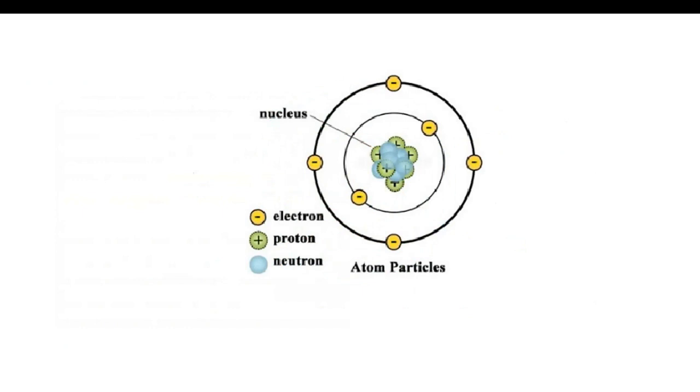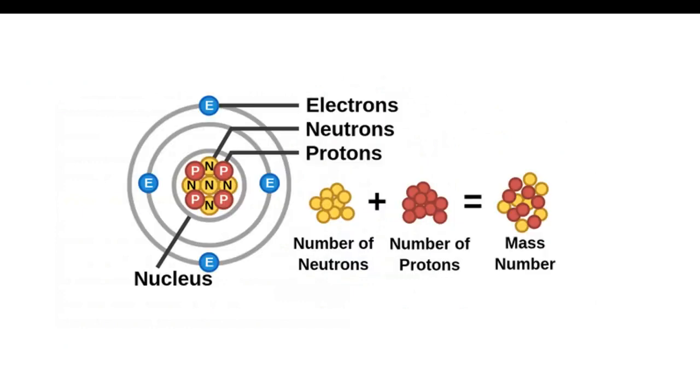This structure tells you about the charges that each of the subatomic particles contain. The blue ones, the neutrons, do not have a charge. They are neutral. They are neither positive nor negative. Protons have a positive charge, and electrons have a negative charge. So you see that electrons are placed around the nucleus in the circular shells or orbits, and the protons and neutrons are in the center as a nucleus.